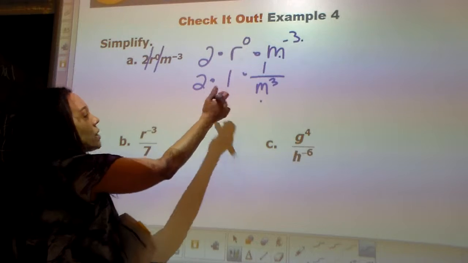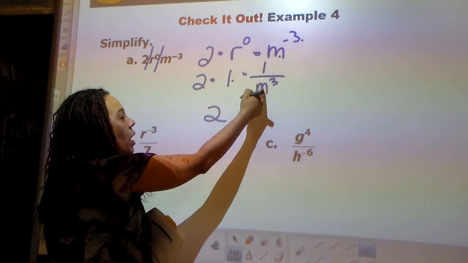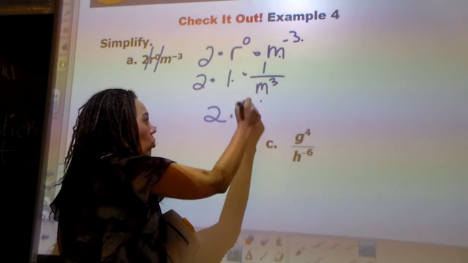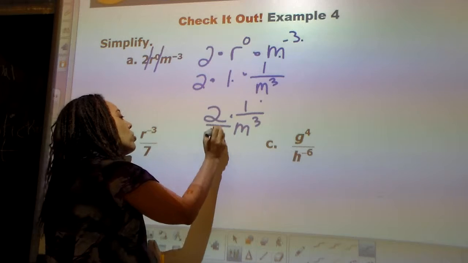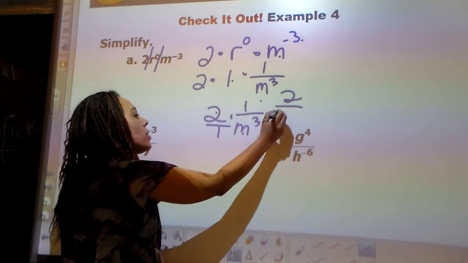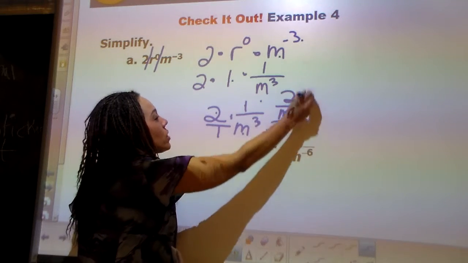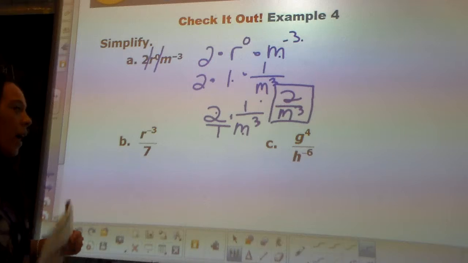So when I multiply these out, 2 times 1 is just 2, and that times 1 over m to the third. How do you do that technically? 2 goes over 1. 2 times 1 is 2. 1 times m to the third is m to the third. So this is your final answer: 2 over m to the third power.